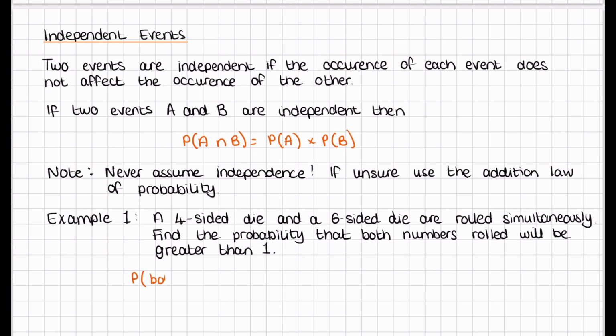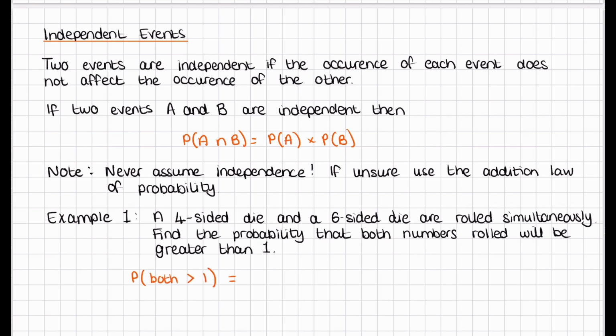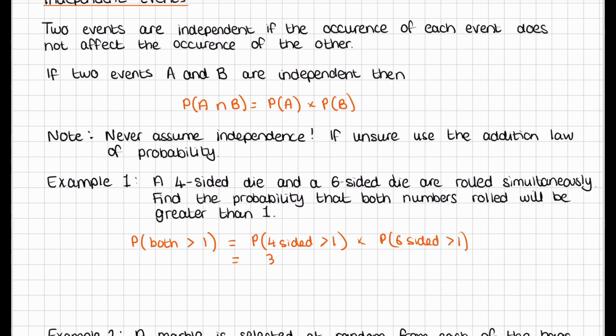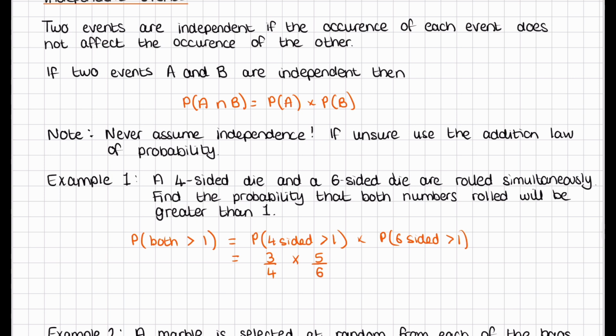And we want to find the probability that both numbers rolled will be greater than 1. So we want the probability that the 4-sided is greater than 1 multiplied by the probability that the 6-sided is greater than 1. Now the probability on a 4-sided die that it's greater than 1 is going to be 3 out of 4, because you've got numbers 1, 2, 3 and 4, so 3 out of the 4 numbers are greater than 1. And on a 6-sided die, we would have 5 out of the 6 numbers greater than 1. Multiply those together, and we'll get 15 over 24, which simplifies down to 5 over 8.